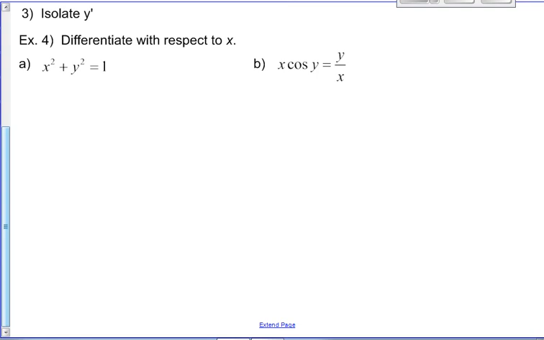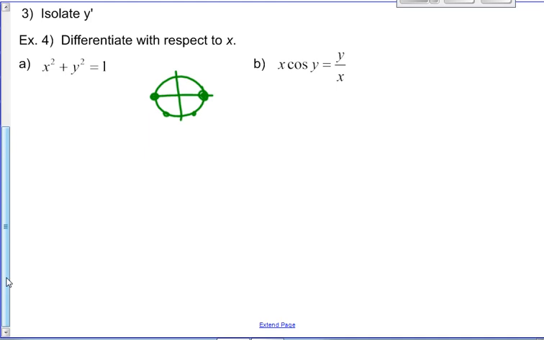We've got x squared plus y squared equals 1. That is the unit circle. So almost everywhere on the unit circle, things should be differentiable. We should be able to find the slope at any point, with the exception of right here and right here, because it would be vertical.